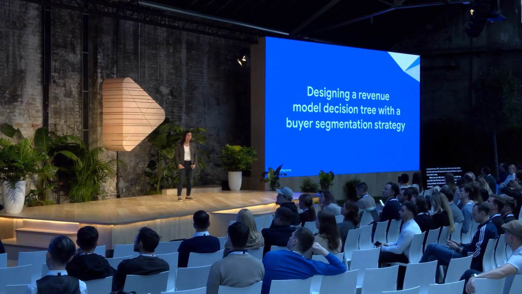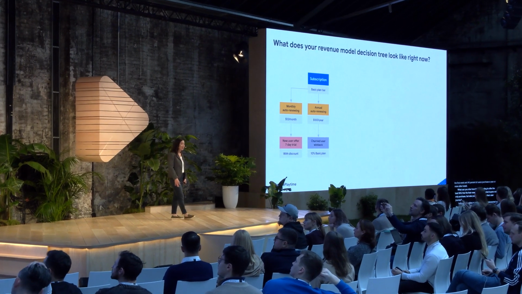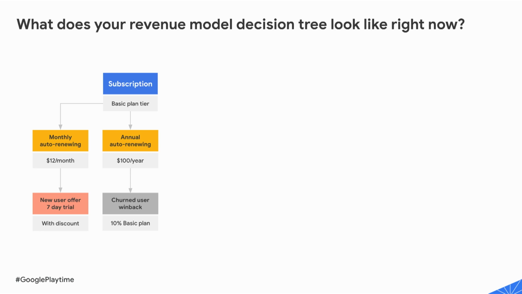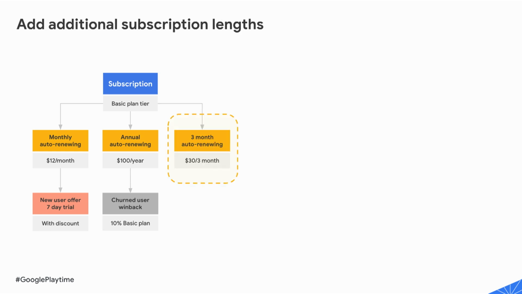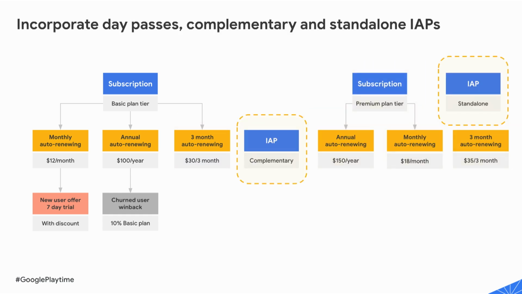Let's now transition to how this buyer segmentation strategy can be implemented on the back end. I like to think about SKU options in a form of a decision tree. So, for example, this might be similar to your base state today, where you have a monthly and annual plan with some backup offers. What could your revenue model decision tree look like when you add an additional SKU length, like the 3-month SKU? Include a premium tier at a higher price point, and add complementary and standalone IAPs.